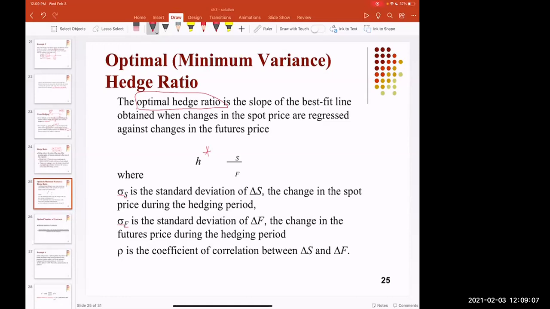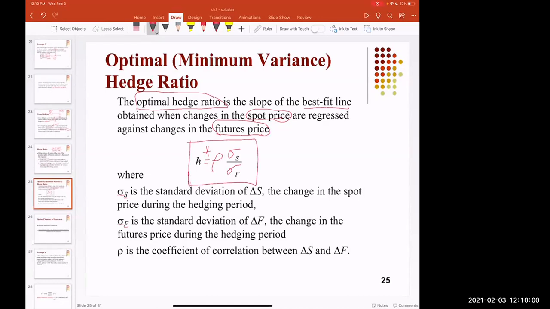It's the slope of the best fit line obtained when the change in spot price is regressed against the change in future price. So basically we compare the two prices, future price and spot price. The optimal hedge ratio is calculated by the coefficient of correlation between the change in spot price and the change in the future price, times standard deviation for the spot price change and standard deviation for the future price change. Okay, so this is the formula to calculate the optimal hedge ratio.